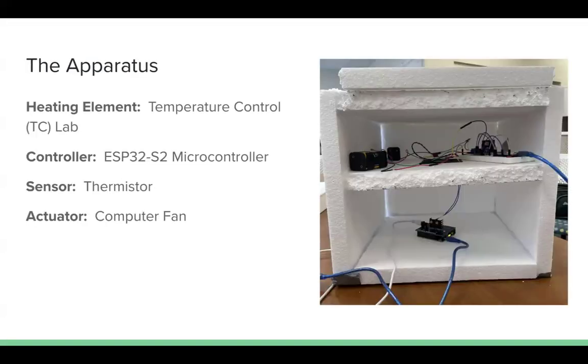So for our apparatus, we had some styrofoam as our insulation and then had our heater at the bottom with a fan blowing directly on it from the top. For our heater, we used the TC Lab and then used the ESP32 microcontroller for our controller. We then had a thermistor on the TC Lab measuring the temperature and then a computer fan that was blowing directly on top of it to regulate the temperature.